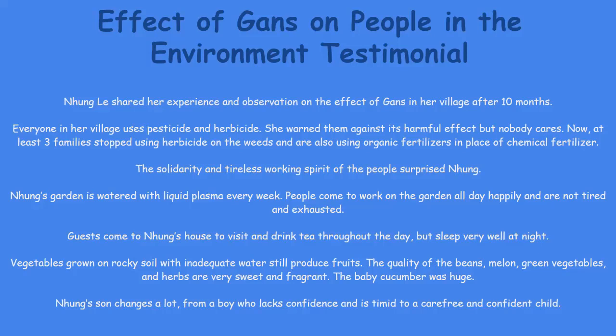Nhung's garden is watered with liquid plasma every week. People come to work on her garden all day happily and are not tired and exhausted. Guests come to Nhung's house to visit and drink tea throughout the day, but sleep very well at night. Vegetables grown on rocky soil with inadequate water still produce fruits. The quality of the beans, melon, green vegetables, and herbs are very sweet and fragrant. The baby cucumber was huge.